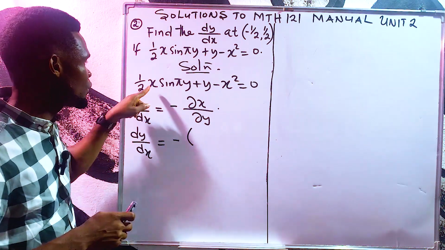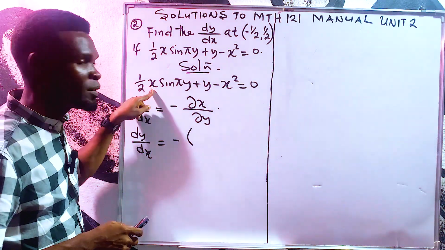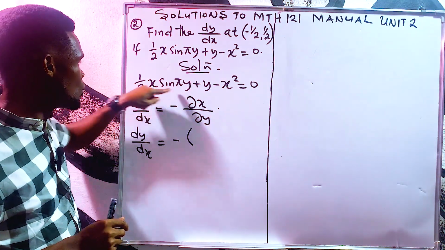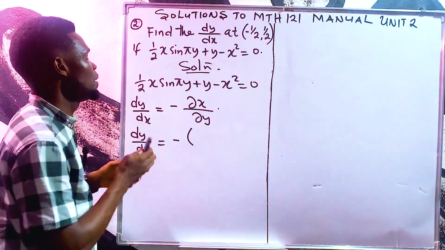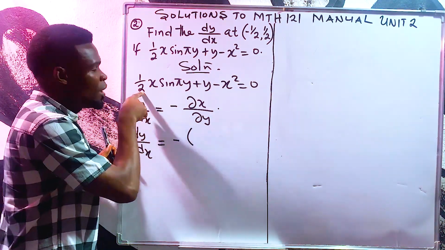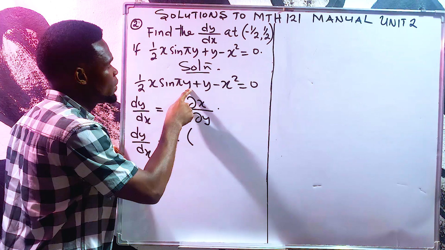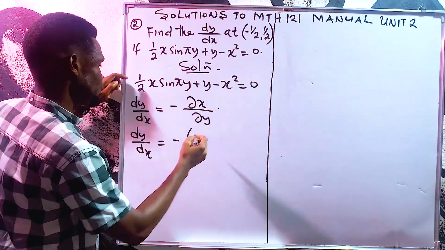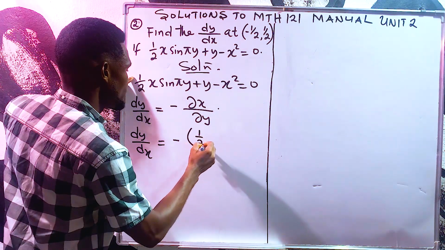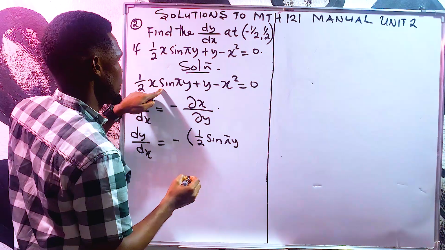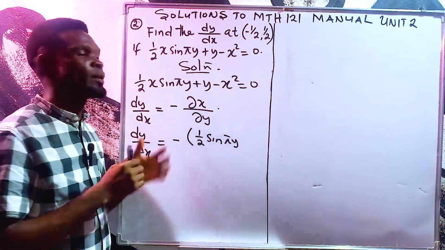So now let's differentiate x. The derivative of x is what? 1. Then 1 times the whole of this. Let's multiply. So the derivative of x is 1. 1 times half is half. Half times sine pi y is half sine pi y. Okay? So you have half sine pi y. We are done with that.